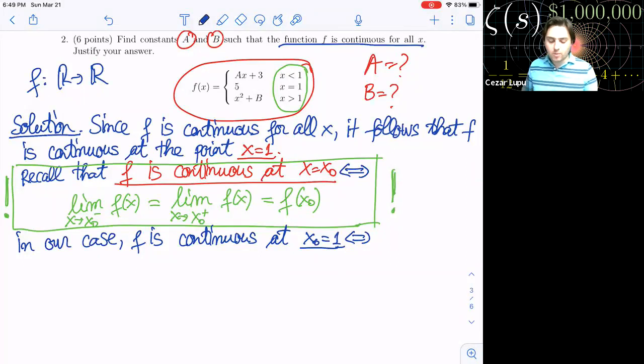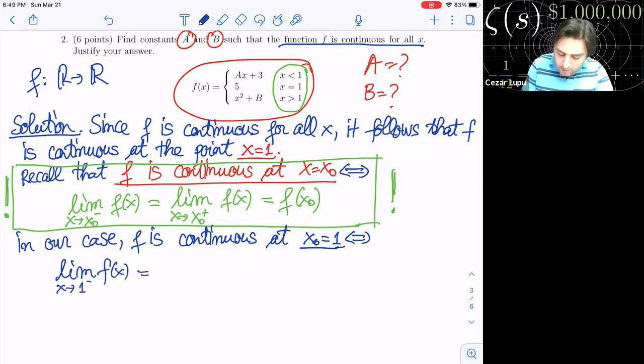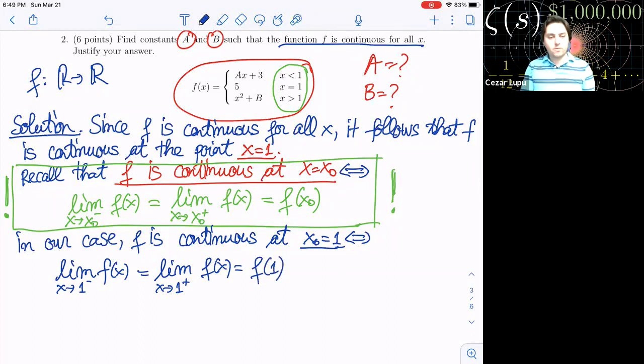So, if and only if the limit as x approaches 1 from the left of f of x is the same as the limit as x approaches 1 from the right of f of x, and is the same as f of 1. And now let's analyze each and every one of these.